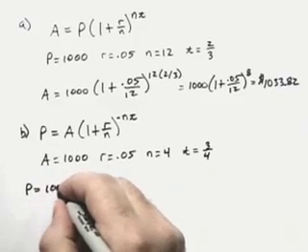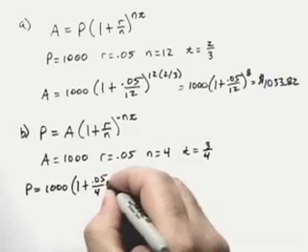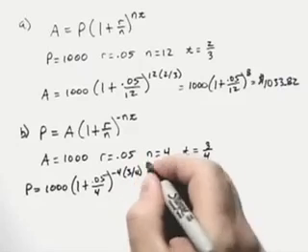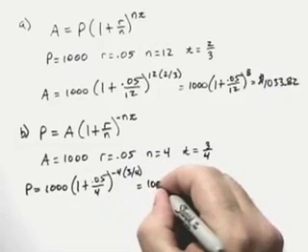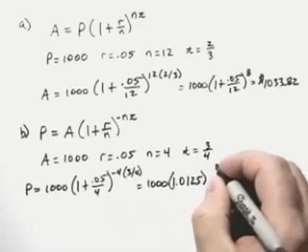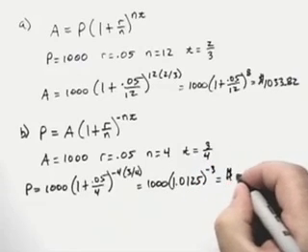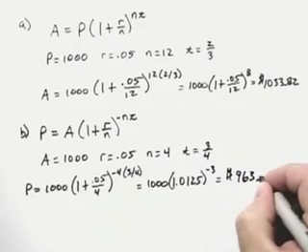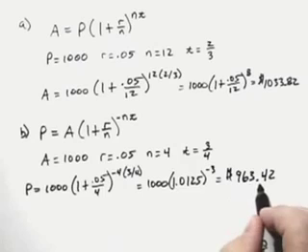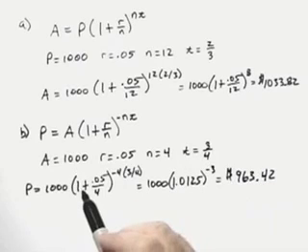P is equal to 1,000 times 1 plus 0.05 over 4 raised to the negative 4 times 3/4 power. So that'll be 1,000 times 1.0125 raised to the negative 3rd power, which is equal to $963.42. So if we invest $963.42 right now, in 9 months we will have $1,000.